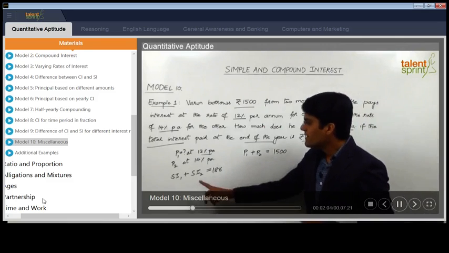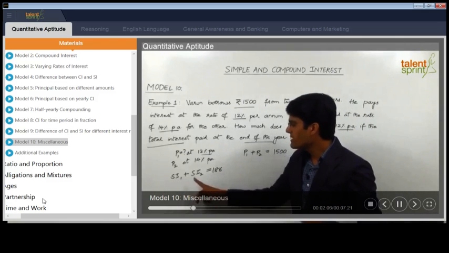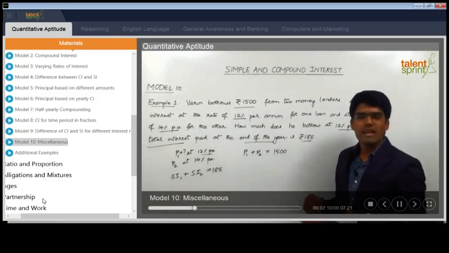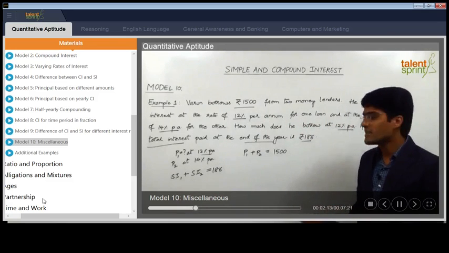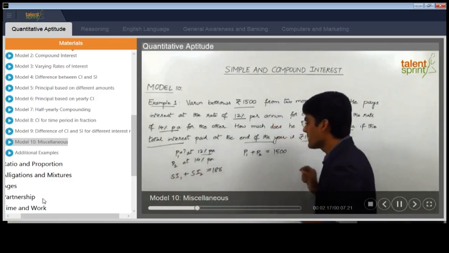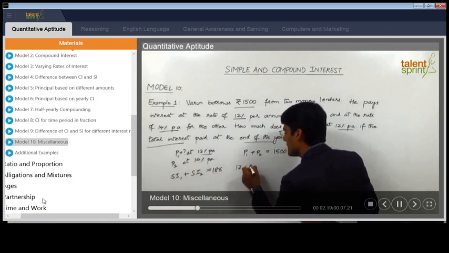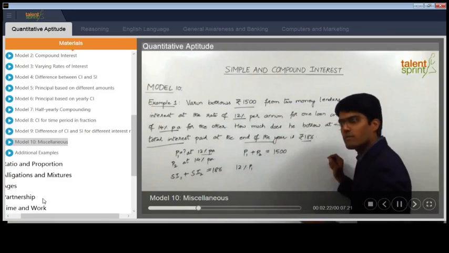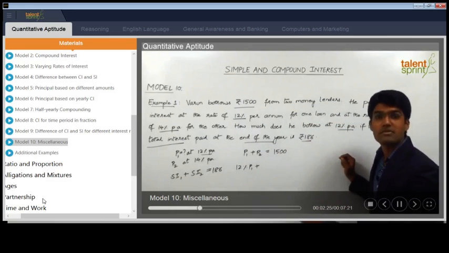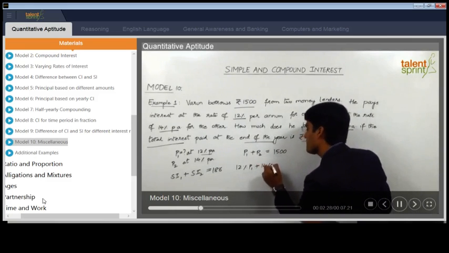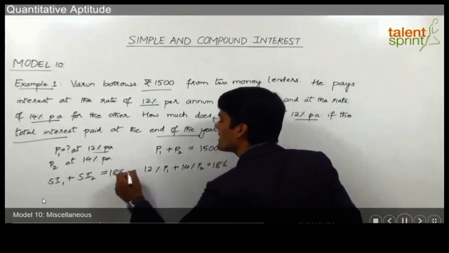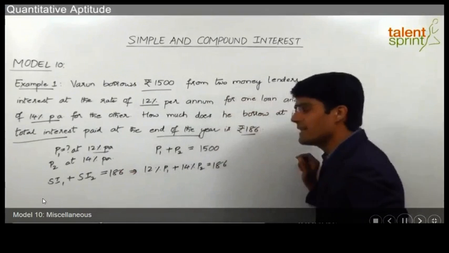We also know that the simple interest from the first one plus the simple interest from the second one is 186. Now, the first amount has been borrowed at the rate of 12% per annum, so the simple interest we get would be 12% of P1. The simple interest from the second one would be 14%, because the second amount has been borrowed at 14%. So 14% of P2, and the total is equal to 186 rupees.